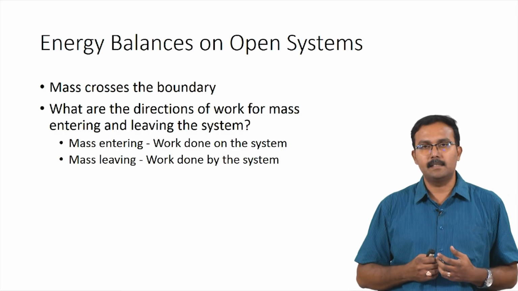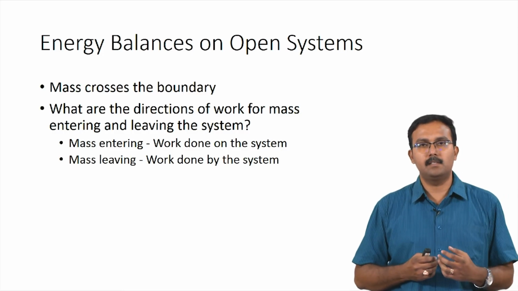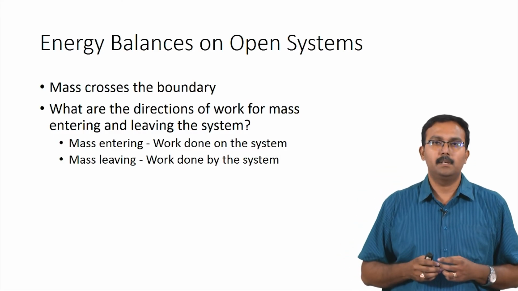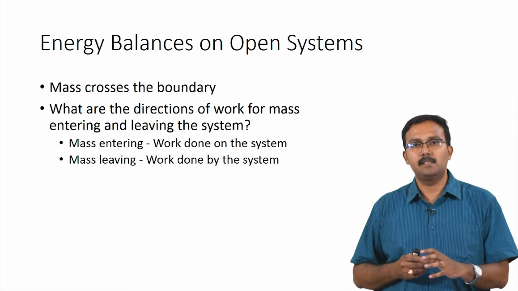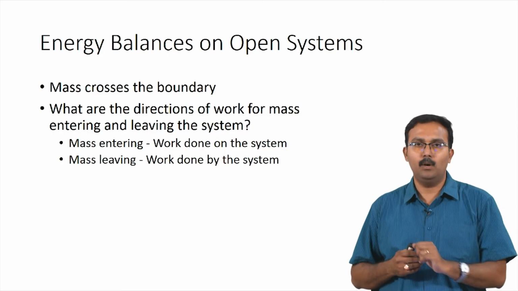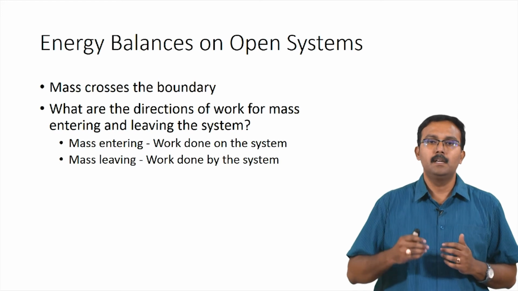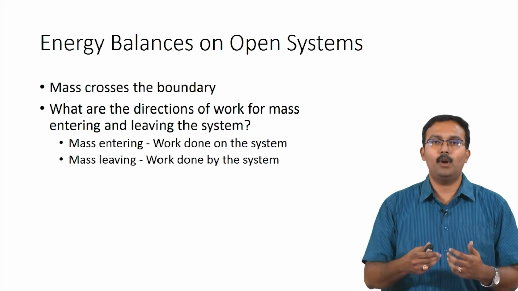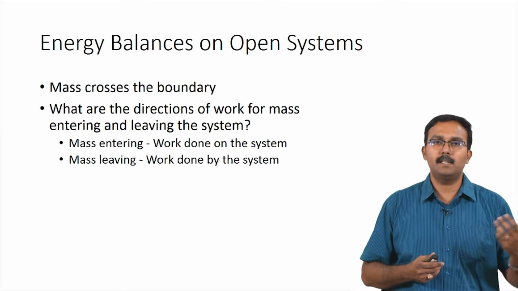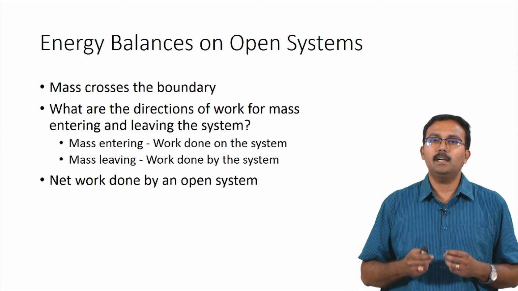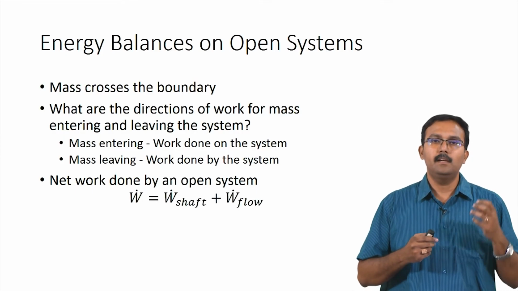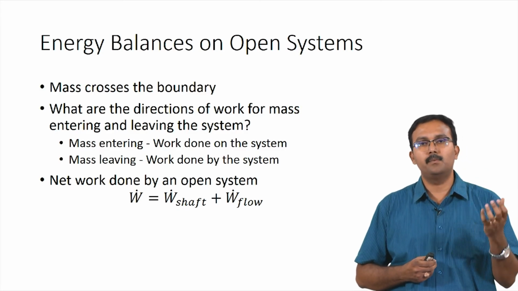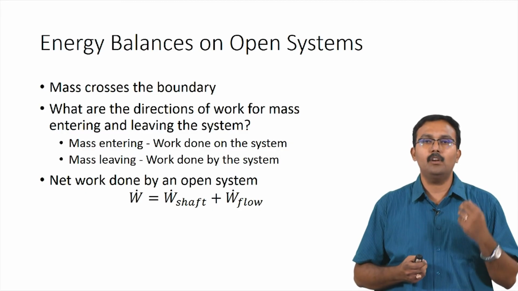When mass is entering the system, work is actually done on the system, because the mass forces itself into the system to enter the system. Similarly, when the mass leaves, the system pushes the mass out, which means work is done by the system so that the mass will leave the system. So, these are two work aspects which are brought into the system which were not present in a closed system. So, the net work done by an open system would be the summation of shaft work and flow work. The effect of work because of mass entering and leaving the system is called flow work.